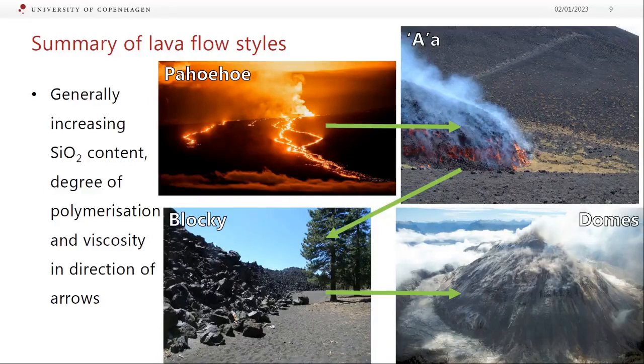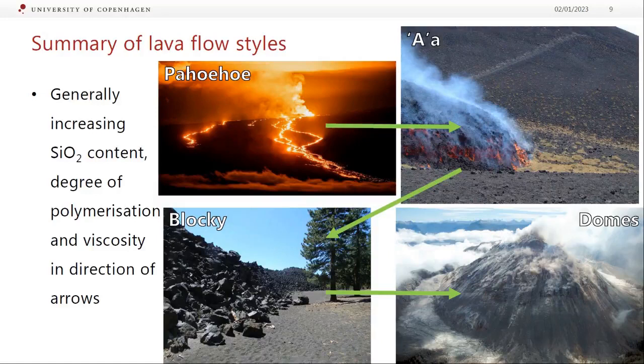So we can summarize all the lava flow styles. We can broadly treat this as a continuum where with increasing silica content, degree of polymerization and viscosity, we go from pahoehoe to aa to blocky lava flows, and then at the far end a dome. And again, pahoehoe can evolve into aa flows, which can evolve into blocky flows.